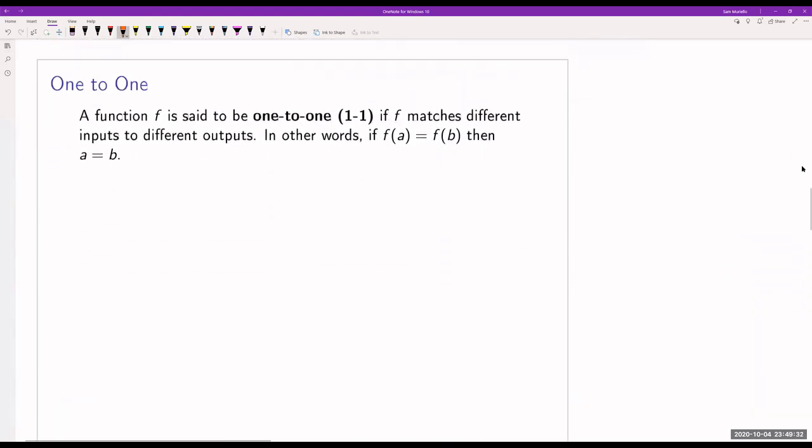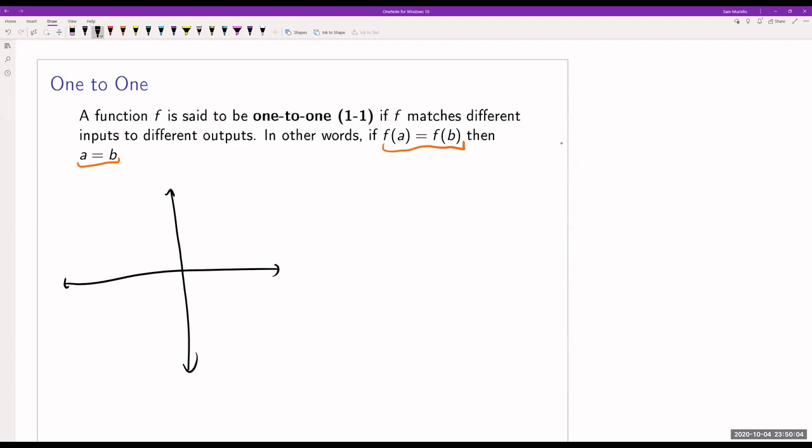Now, the question then arises, how can I tell if a function has an inverse? And there's a couple of ways. The first way we're going to look at is this idea of one-to-one. So one-to-one means that if f of a is equal to f of b, then a is equal to b. Well, what does this mean? Let's take a look at a specific example of something that is not one-to-one in order to see the idea.